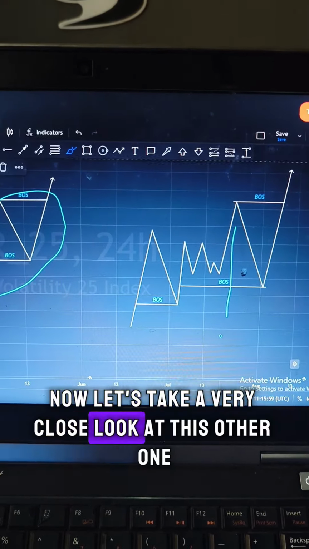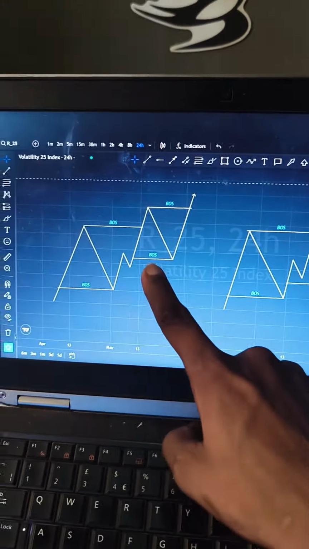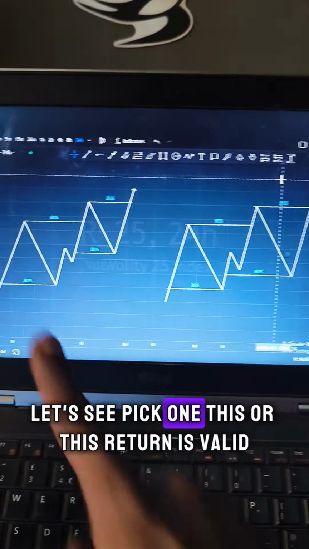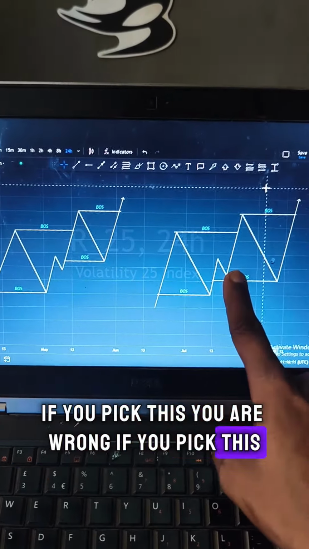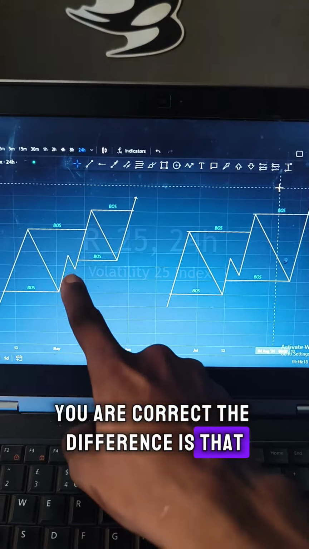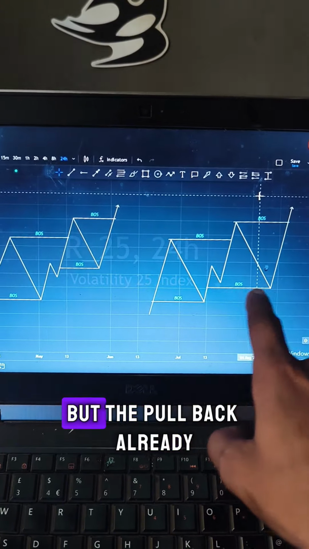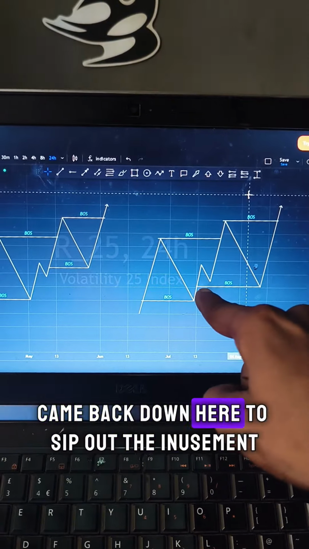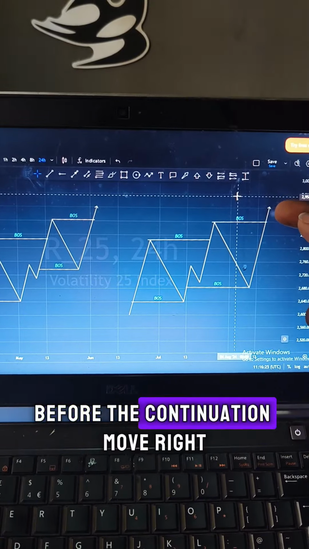Now let's take a very close look at this other one. Now, which one is valid? This or this? Let's see. Pick one. If you picked this, you are wrong. If you picked this, you are correct. The difference is that there was an inducement created here and an inducement created on both sides, but the pullback right there, which is the correctional move, came back down here to sweep out the inducement before continuing. Okay, before the continuation move, right?